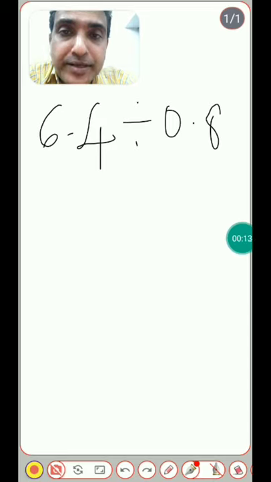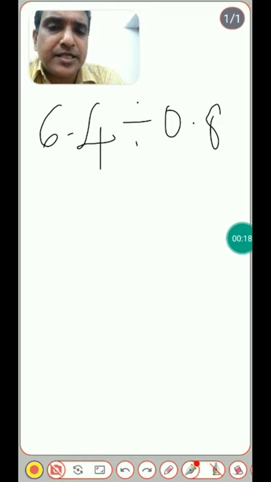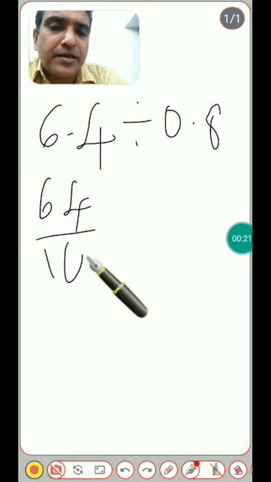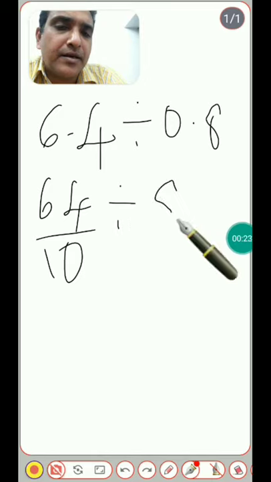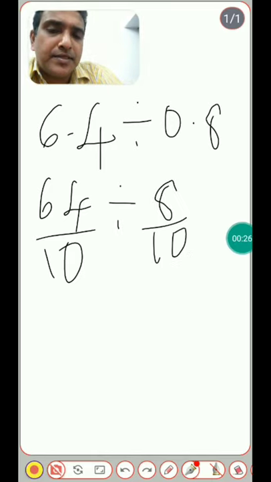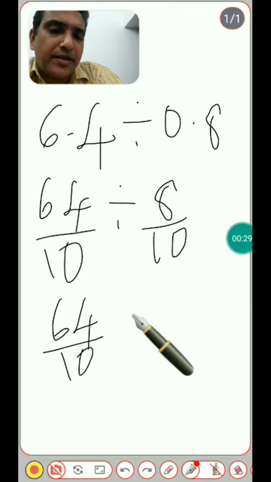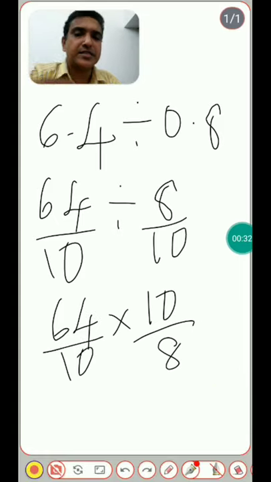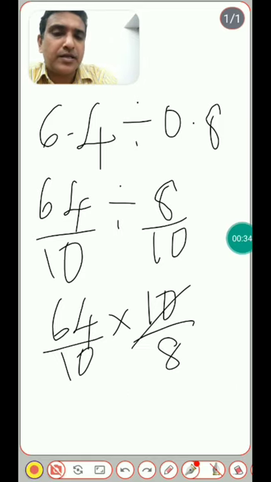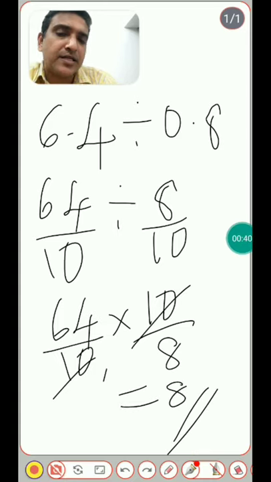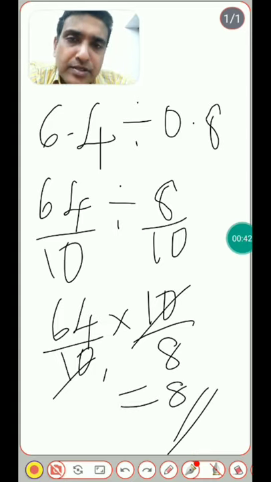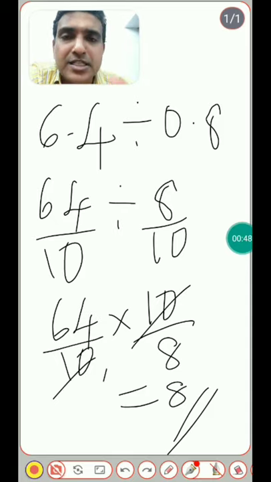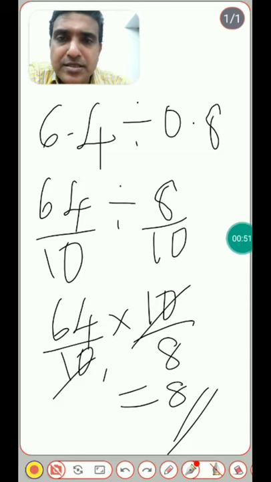6.4 divided by 0.8. Here numerator and denominator are decimals. So convert the decimals into fractions. That is 64 by 10 divided by 8 by 10. That is 64 by 10 into 10 by 8, taking the reciprocal. Then 10 and 10 get cancelled one time. So 64 divided by 8 is equal to 8. So what is the answer? 8. Okay. So the division of two decimals is very easy. The only solution is to convert the decimals into fractions. Clear?